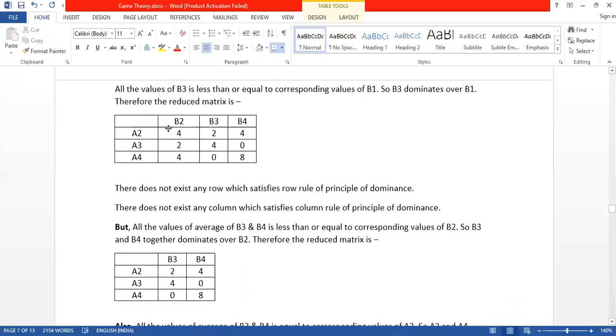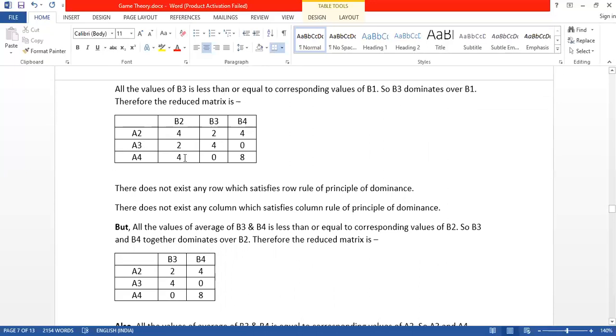Now let us try to compare. I have written over here, there does not exist any row which satisfies the row rule of principle of dominance. Let me check that. Let us compare A2 and A3. 4 is greater than 2, but 2 is less than 4, right? So the rule does not exist.